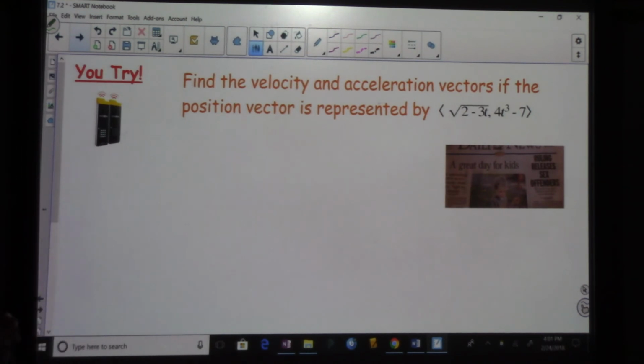Okay, so quick U-try. Find the velocity and acceleration vectors if the position vector is given by that. So quick U-try and we're done.